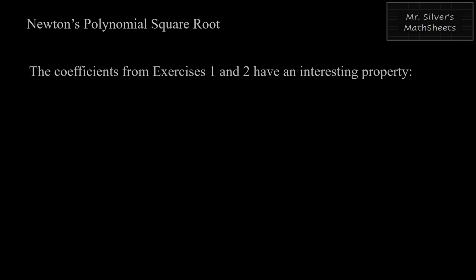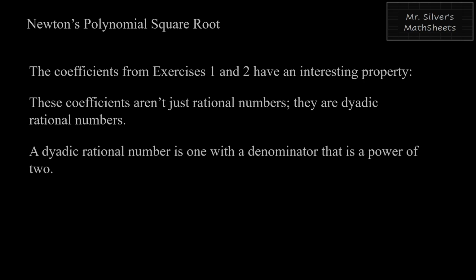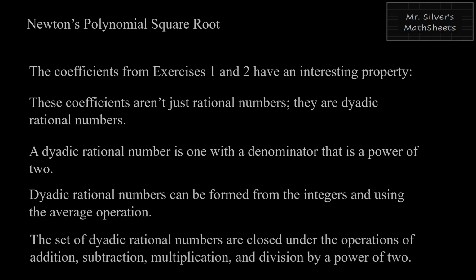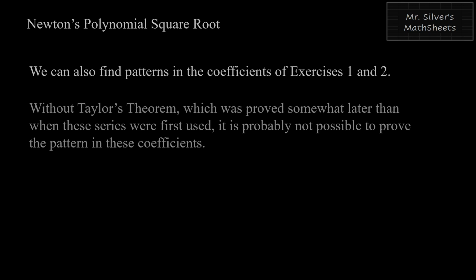Okay, now the exercises in 1 and 2 have an interesting property. The coefficients aren't just rational numbers. They are dyadic rational numbers. That means the denominator is a power of 2. And you can prove that pretty easily from the formulas. The set of dyadic rational numbers are closed under the operations of addition, subtraction, multiplication, and division by a power of 2, and that's why we can prove that they are dyadic.